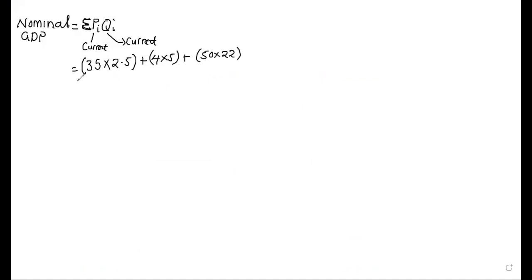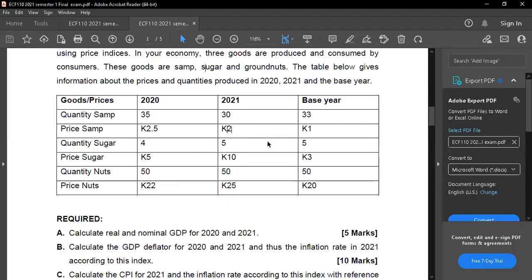So you just punch this on the calculator, and whatever number you get is the nominal GDP for 2020. Meaning if you go for GDP for 2021, we'll do 30 times 2 plus 5 times 10 plus 50 times 25, just like that for all of them, even for the base. So that's how you calculate the nominal GDP. Now the real GDP, slight difference.